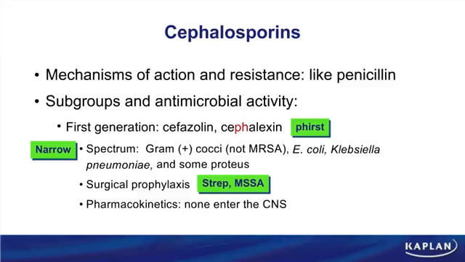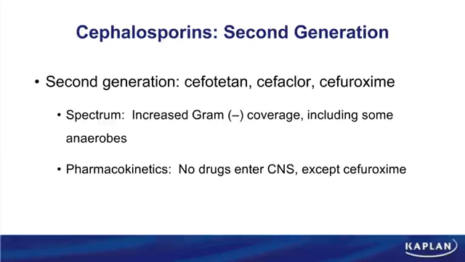First generation drugs don't enter the CNS, so I'm never going to consider them in a case of bacterial meningitis. Our second generation drugs are broad spectrum. In fact, broad, as we've seen before, means we're going to get increased gram-negative coverage. Second generation drugs still have some good gram-positive, but definitely expanded gram-negative coverage, including their ability to kill certain anaerobes. None of these drugs enter the CNS except for one, the drug cefuroxime.